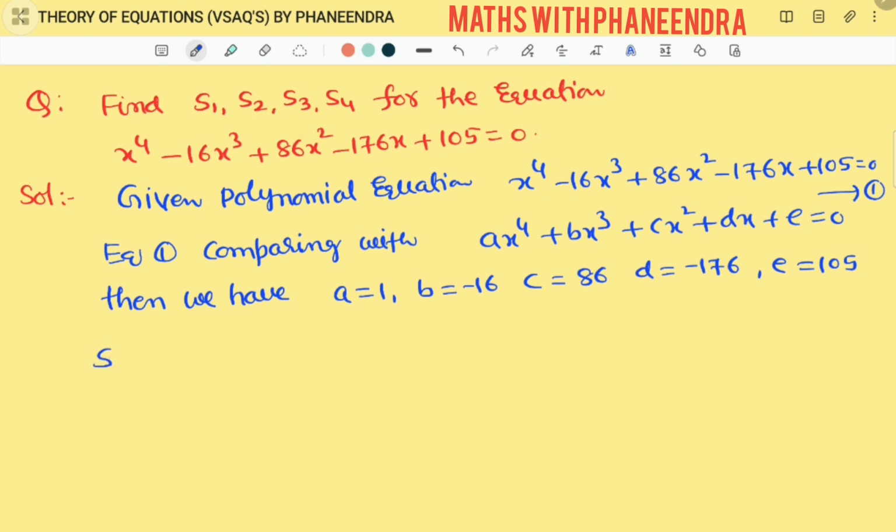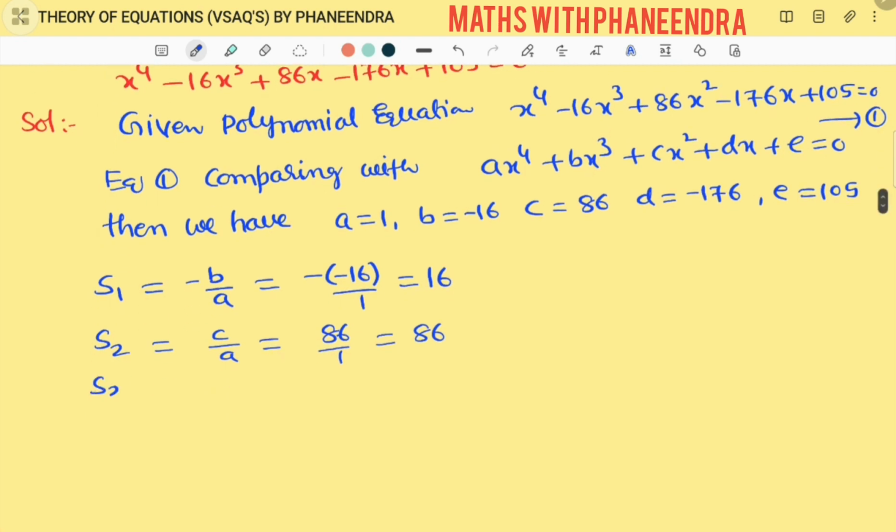So first S1, directly we can write it minus b by a every time. So minus of minus 16 by 1. S2 is c by a, c is equal to 86 by 1, so 86. S3 is minus d by a, I already said that alternately plus minuses, but start with minus. So minus of minus 176 by a value 1, so 176. S4 product of the roots e by a, that is equal to e value 105 divided by 1.